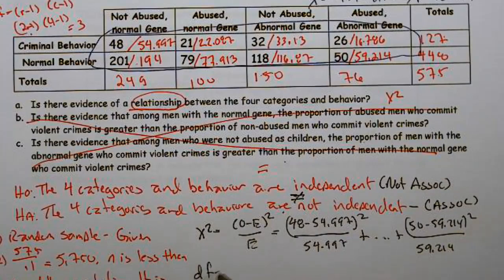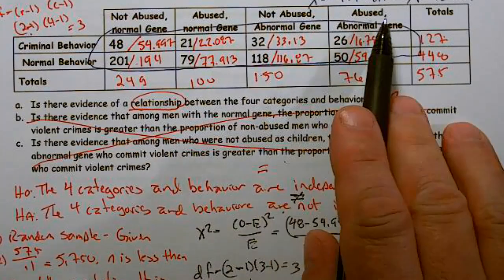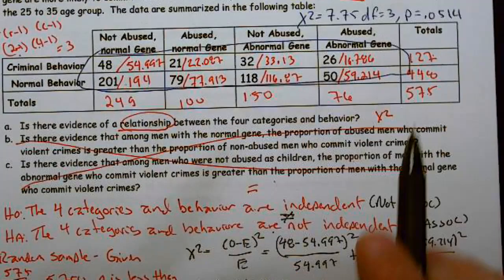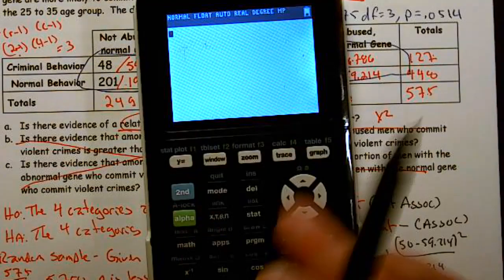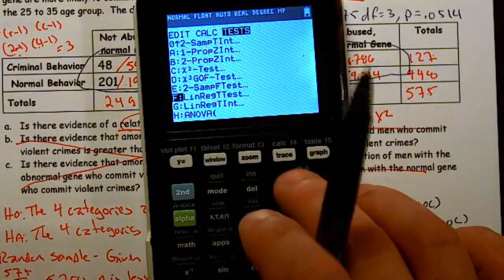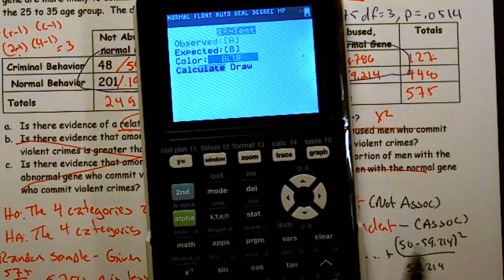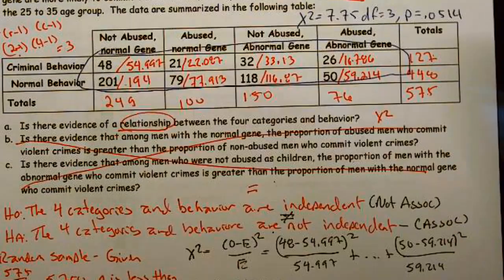Degrees of freedom, you need to show that. Rows minus 1 times columns minus 1. So in this case, 2 minus 1 times 3 minus 1 equals 3. Our chi-squared, we already wrote that down earlier. We said it was 7.75, and in case you forgot, stat, test, chi-squared test, 7.75.